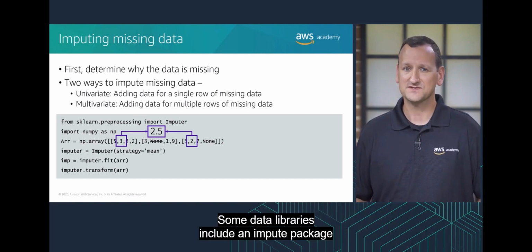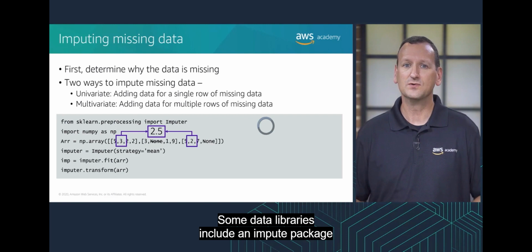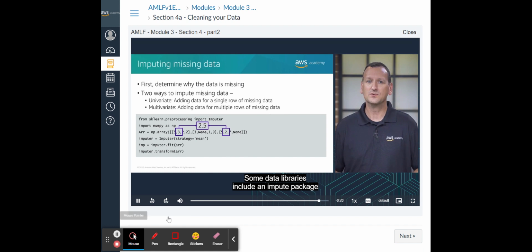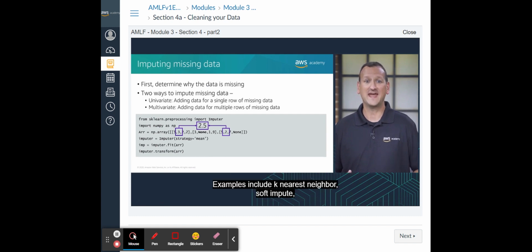Some data libraries include an impute package that provides more complex ways to impute data. Examples include k-nearest neighbor, soft impute, multiple imputation by chain equations, and others.